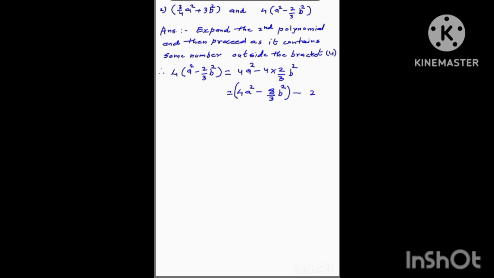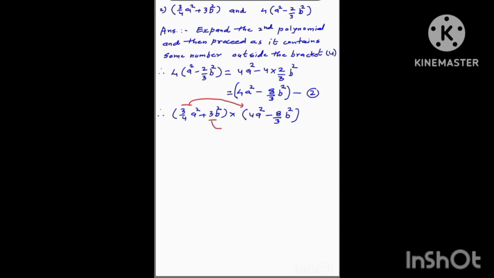This is the second number. We are denoting it by number 2. Now multiply first and second. This is the opened bracket form. So 3 upon 4 a square plus 3b square, the whole bracket, into the second number 4a square minus 8 upon 3b square. Always do the same steps.